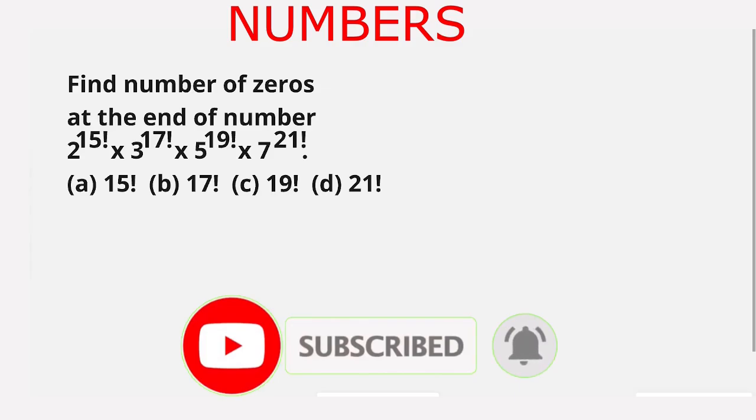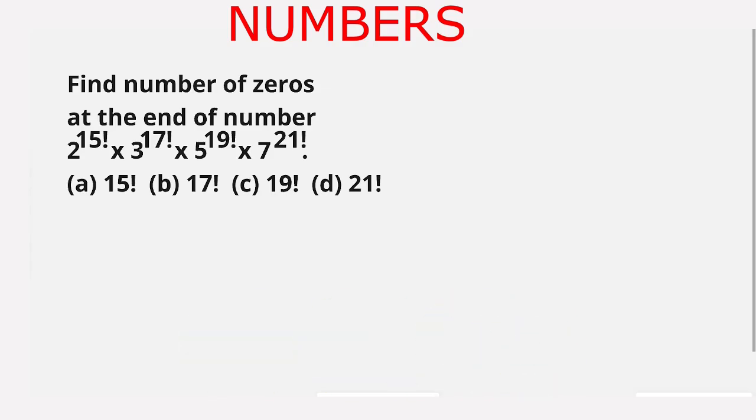The number of zeros at the end of any given number is nothing else but the power of 10 in the given number. Whatever may be the power of 10 in the given number, that will be the number of zeros at the end of that number. And 10 constitutes 2 multiplied by 5. So we have to find the number of 2's and the number of 5's. On the basis of that, we can find the power of 10.